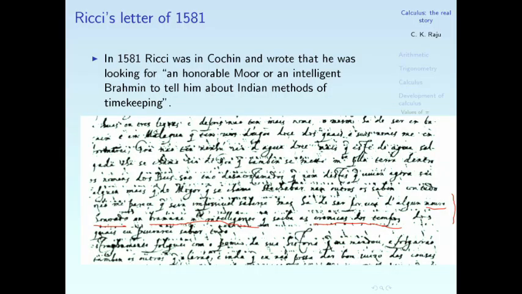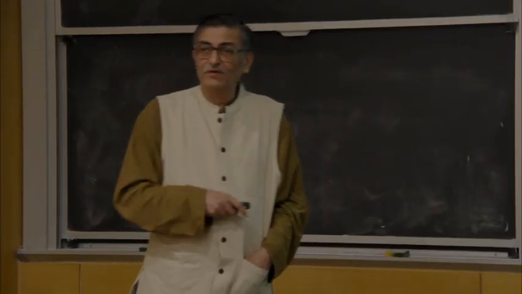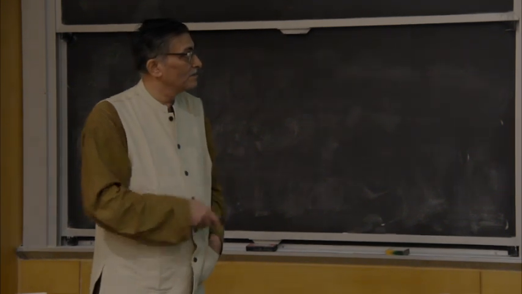So the person who did the calendar reform was Clavius. He was a Jesuit general. His student was Matteo Ricci, who was trained in these methods of arithmetic, of navigation, and sent to India. And this is his handwritten letter from 1580. As you see here, he is talking about Muro Honorado, so Honorable Moor, or Brahmani intelligence, so that's an intelligent Brahmin. So he is looking for the methods of measuring Indian timekeeping. He is in Cochin doing that. Before he goes to China, he is famous for going to China, but he was in Cochin. This is his handwritten letter.